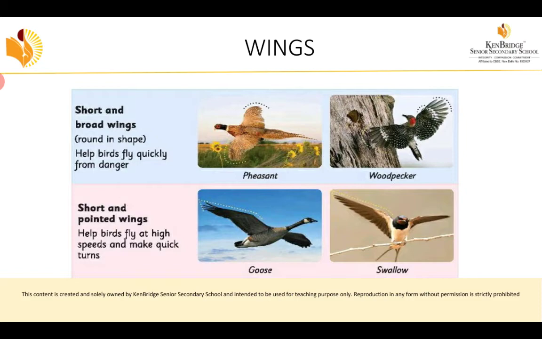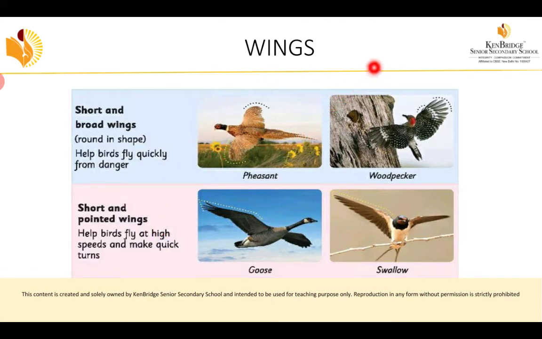So see the first one. These are short and broad wings. The wing is very short as compared to the second one, and at the same time it is broad. It does not have any sharp edges. So it helps birds to fly quickly from danger. This short and broad wing can help birds to fly away from danger.